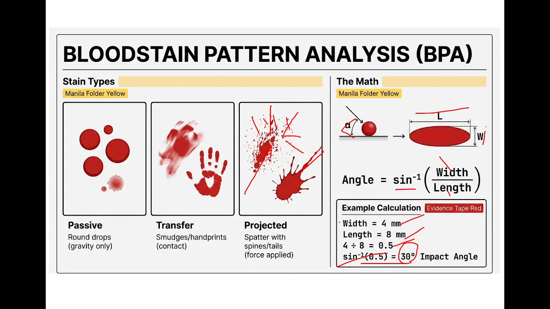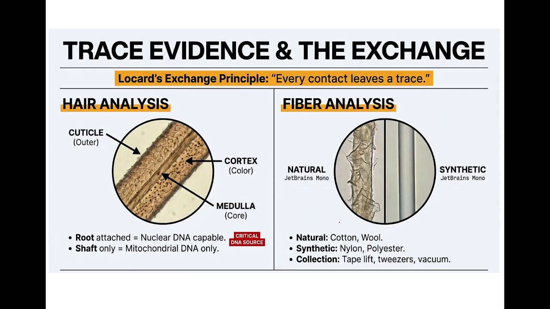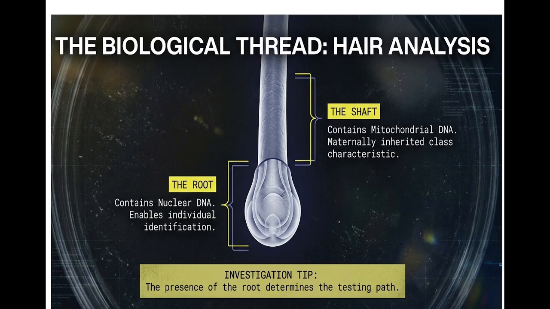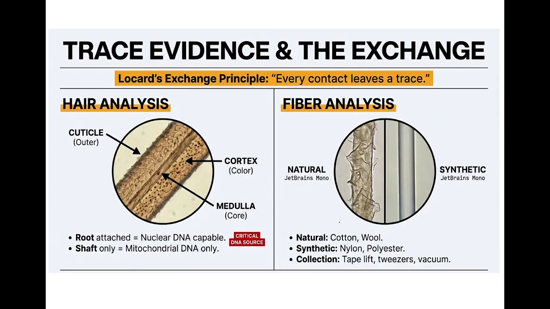Okay, that is enough of blood stain analysis. I think we covered this a little bit as well. Other than blood, other than saliva, all these physical evidence, we have two more very important physical evidence. One of them is hair, the other one is fiber.